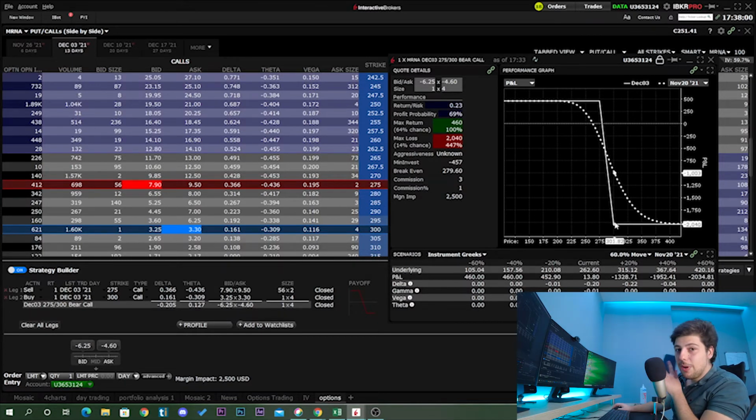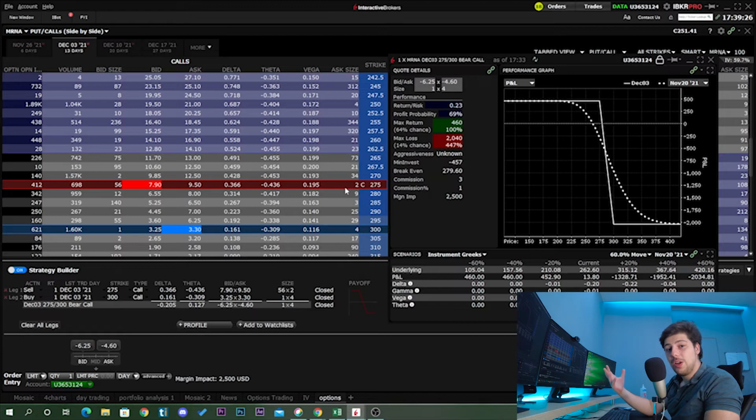And your maximum loss will happen when the stock goes above $300, and the loss is $2,040. How? That will be the difference between the strike prices, 300 minus 275, which is $2,500. But at the same time, you're collecting the $460, so minus 460, and that will be $2,040, and that's your maximum loss. The more you go out of the money on this bear call, the much higher win rate you'll have.